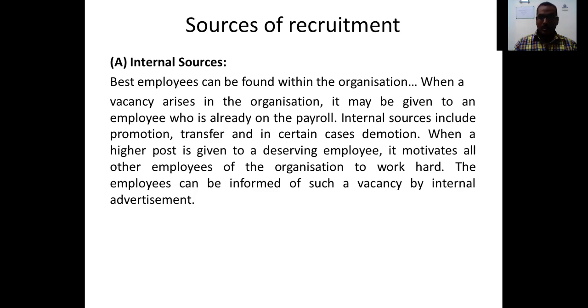The employees can be informed of such a vacancy by internal advertisement. So whenever any vacancy arises, if the management plan to recruit internally, which is the first process in recruitment, they inform this through an advertisement on the notice board. Usually an organization will have a notice board which is visible to all the staff members working in the organization. There they put a notice saying that this so and so post is vacant. So those who are qualified, in the sense of having all the necessary educational qualifications, technical skill and knowledge, can apply. This gives an opportunity for the people working in the organization to apply for that post.